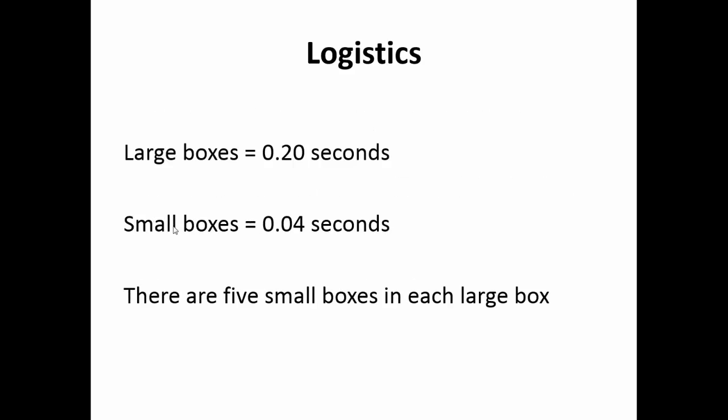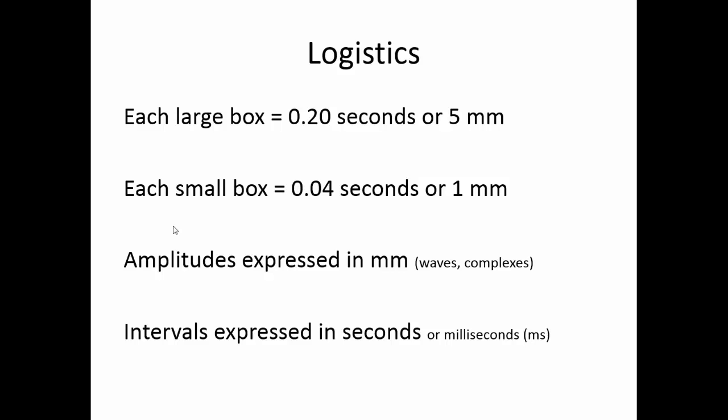Again, large boxes are 0.2 seconds, small boxes are 0.04 seconds, 5 small boxes in a big box. Amplitudes are measured in millimeters, intervals are expressed in seconds. So we usually talk about how many millimeters of ST elevation.